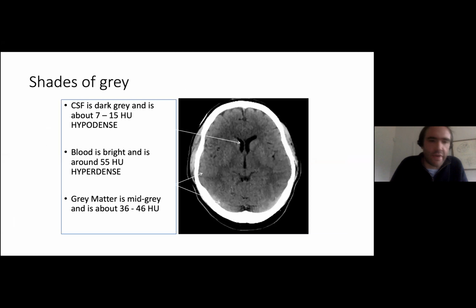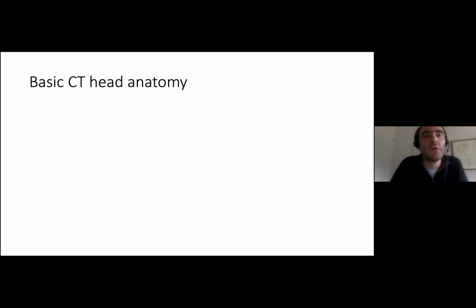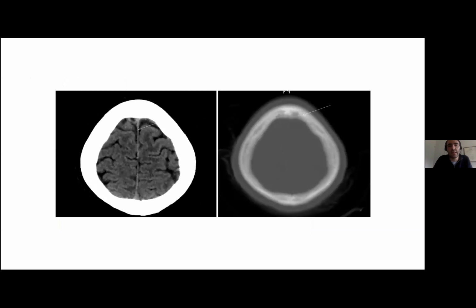Okay, so shades of grey, you all know this. The brain is shown up with different shades of grey. The brighter, the more dense. Okay, so these are just basic CT head anatomy. You know all this. I'll just skip through this.